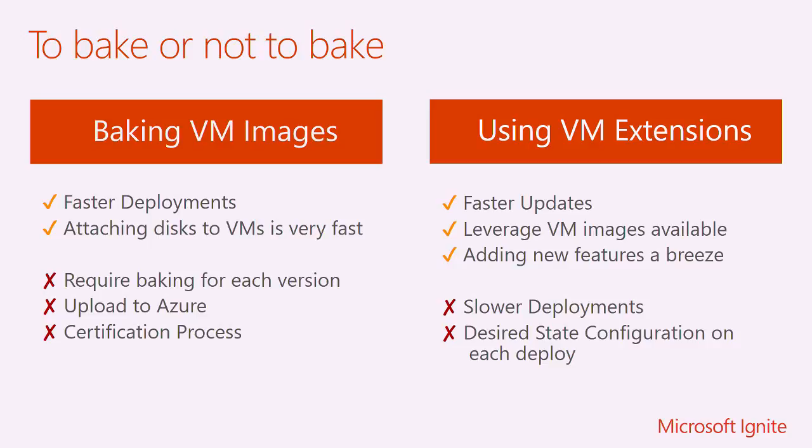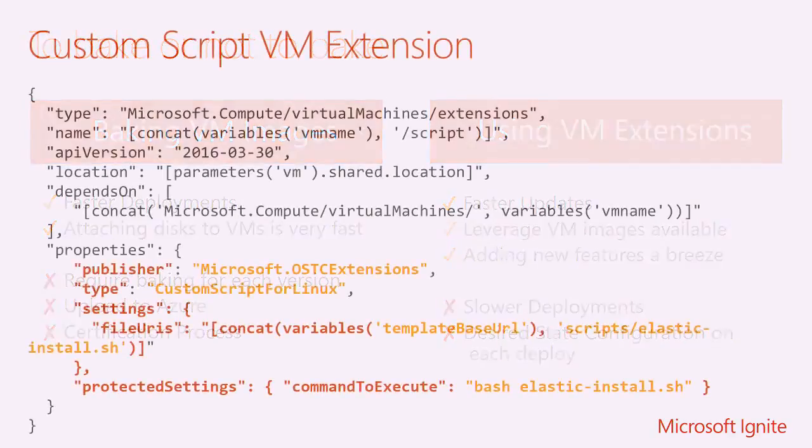For something like Elasticsearch, where we release new versions a lot of the time, and where we, as a team, are constantly upgrading and updating that template to add new features, using VM images is actually not that good for us. So what we do is we use VM extensions. We can simply change the extension, add in those new features, and it's in the template, and away we can go. But it does mean that the deployments for us are a lot slower because it has to run the script every time.